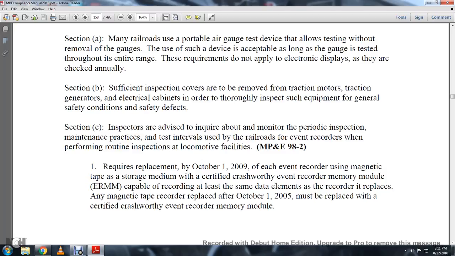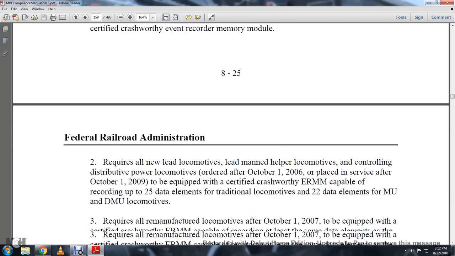Section E. An inspector may inquire about the monitoring and periodic inspection maintenance practices and test intervals used by the railroad for the event recorders when performing route inspections at a locomotive facility. Motive Power and Equipment 98.2. 1. Requires replacement by October 1st, 2009, of each recorder that uses magnetic tape storage medium with a certified crash-worthy event recorder memory module, or ERMM, capable of recording the same data elements as the recorder being replaced. A magnetic tape recorder replaced after October 1st, 2005, must be replaced with a certified crash-worthy event recorder memory module.